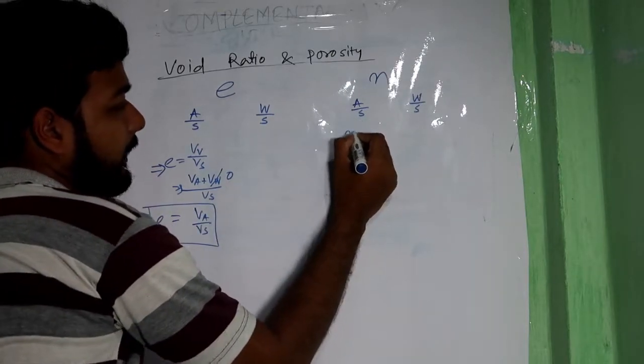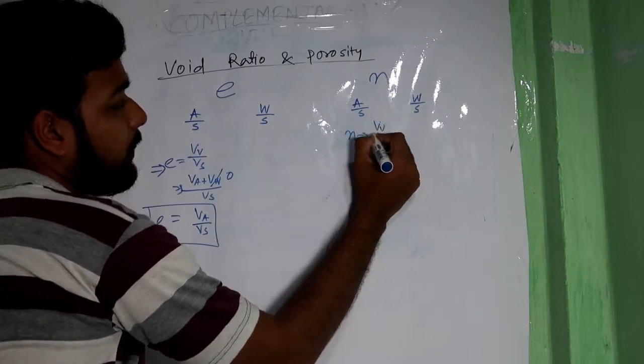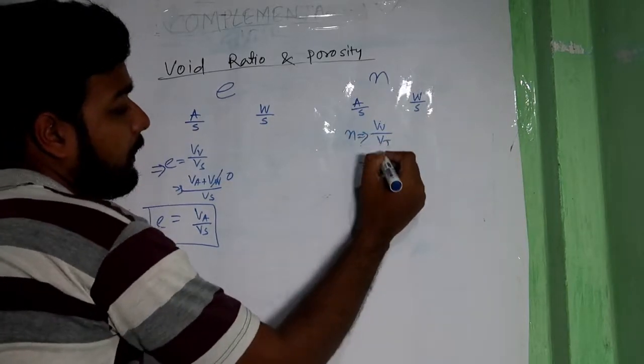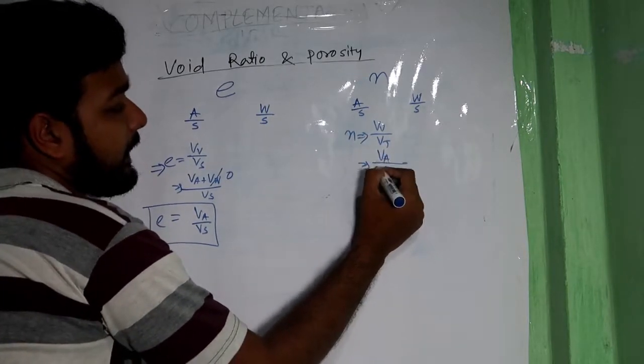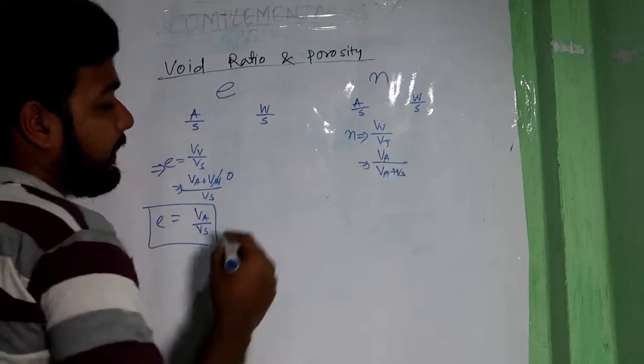The same thing is happening there. n equals volume of void by total volume. So what will be in the upper part? Va. And what will be in the lower part? Va plus Vs.